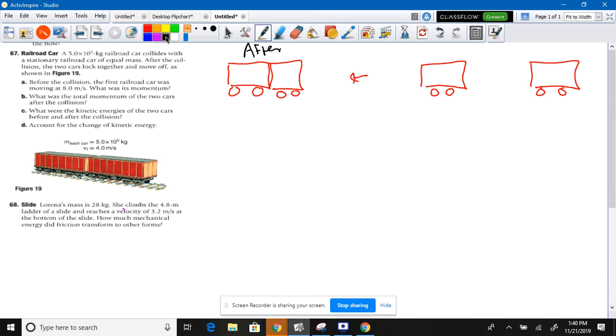So what do you do with the masses if they lock together? You add them up. Good. There's car 1, there's car 2, there's car 1, there's car 2. So you add them up. That would be technically 2 times 5.0 times 10 to the 5th kilograms. I just multiplied them times 2 since that's what you're doing if they have the same mass anyway. Right, James? My man James is savvy. He knows what's going on.